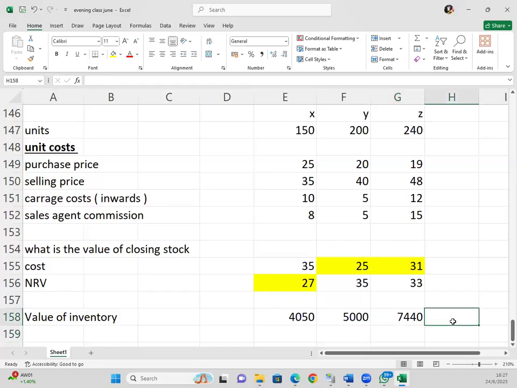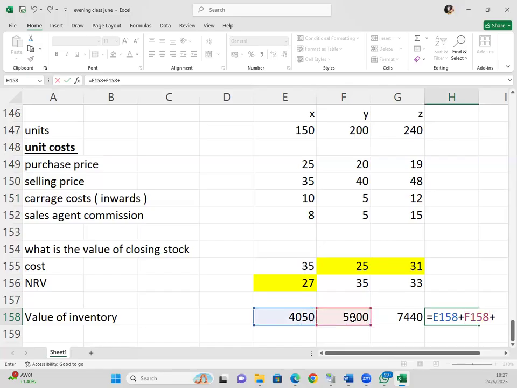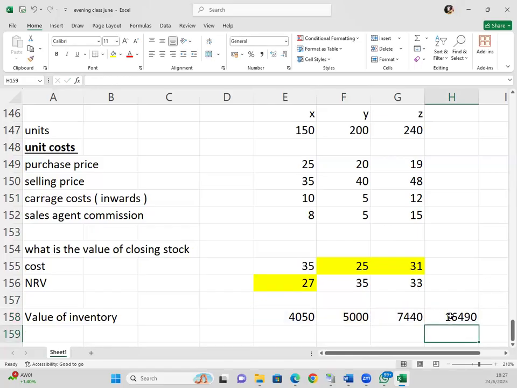So overall, for the value of our inventory, we add up the 4,050, the 5,000, the 7,000. So that is the value of inventory overall. What is the guiding principle? We value inventory at the lower of cost and net realizable value.